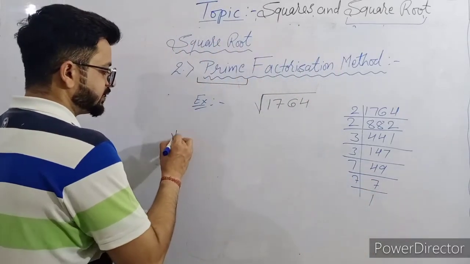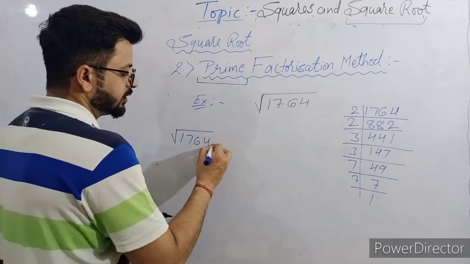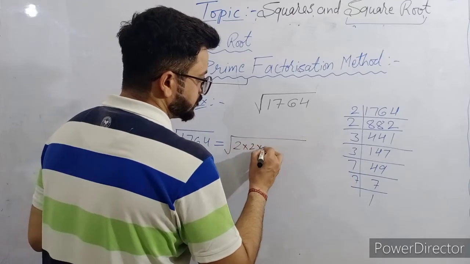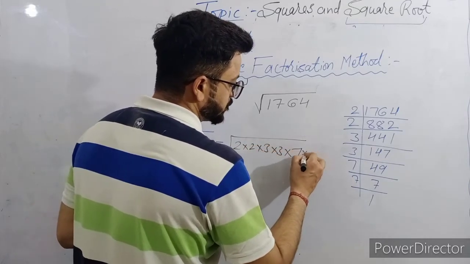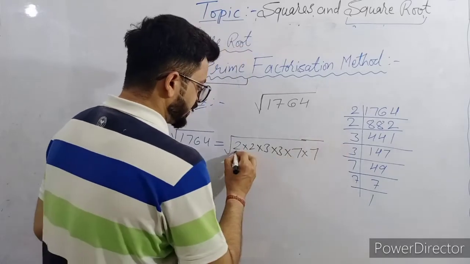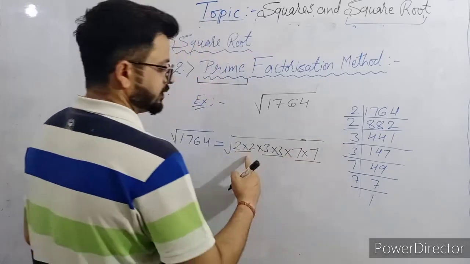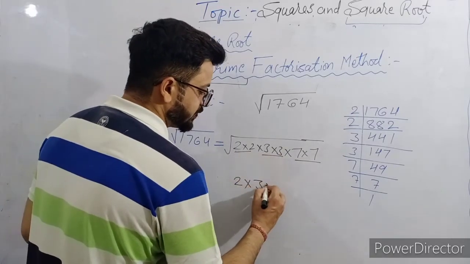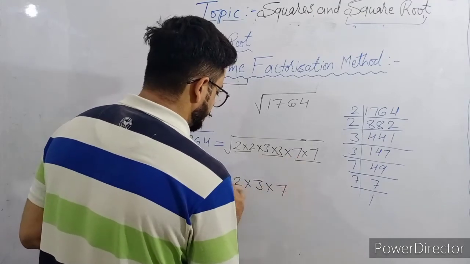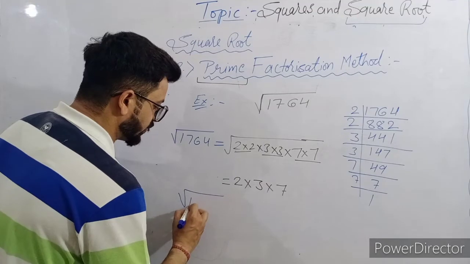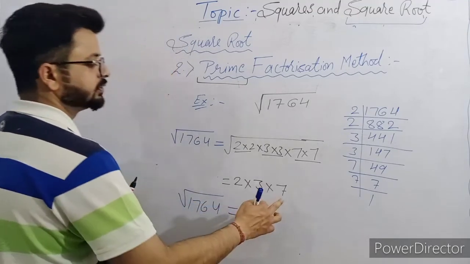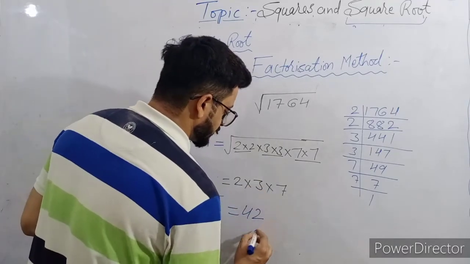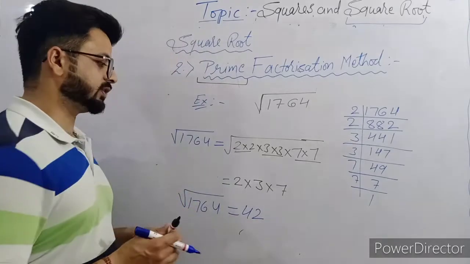Now you see here, this root 1764 we can write as 2 into 2 into 3 into 3 into 7 into 7. Now pairs: one pair of 2, one pair of 3, one pair of 7. From this pair 2 will come outside, from this pair 3 will come, and from this pair 7 will come outside. So finally the square root of 1764 is equal to 2 into 3 is 6, 6 into 7 is 42. So the square root of 1764 is 42.